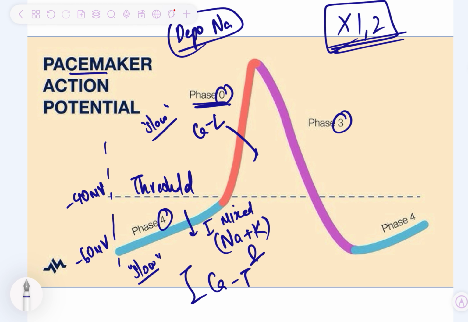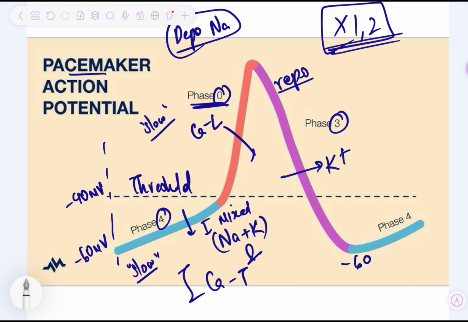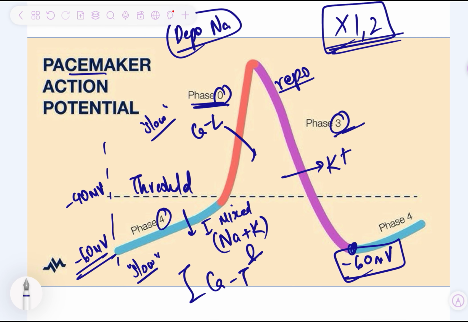Phase 3 is the phase of repolarization, and like other action potentials, even in a pacemaker, repolarization happens due to the efflux of potassium, which continues until the membrane potential of minus 60 millivolts has been reached, marking the end of phase 3 and beginning of phase 4. And that is how the cycle continues.